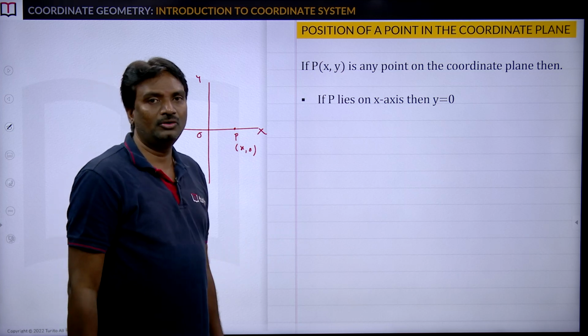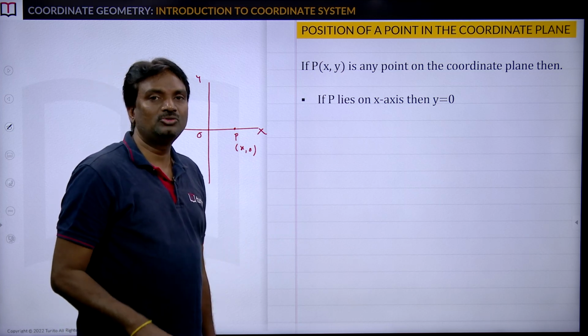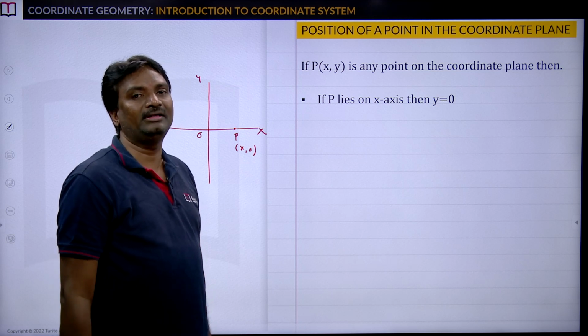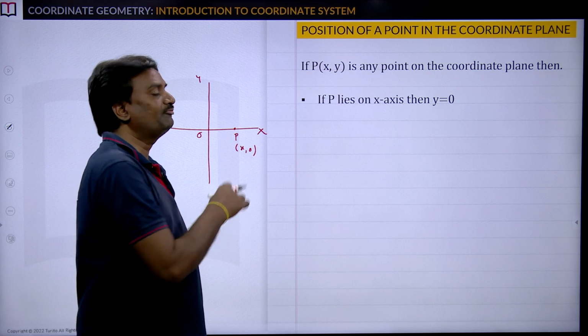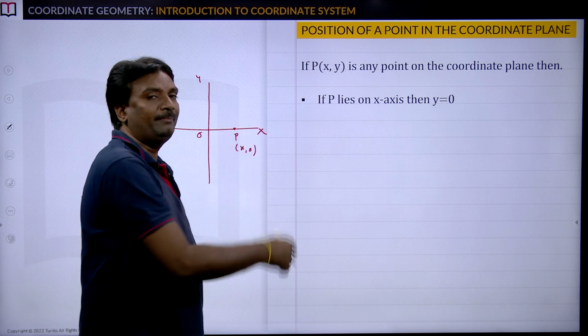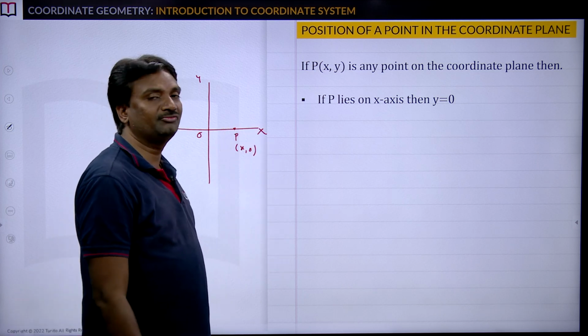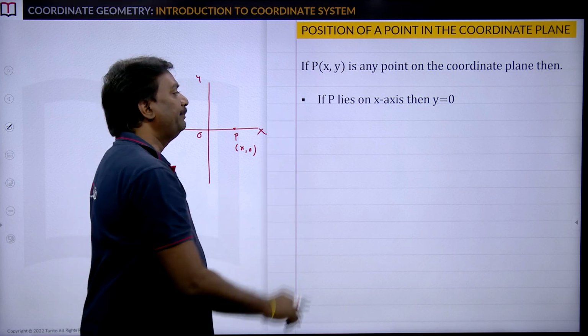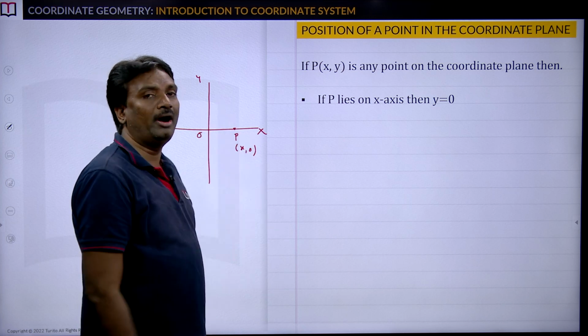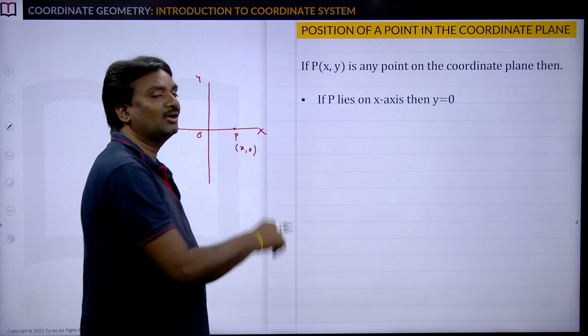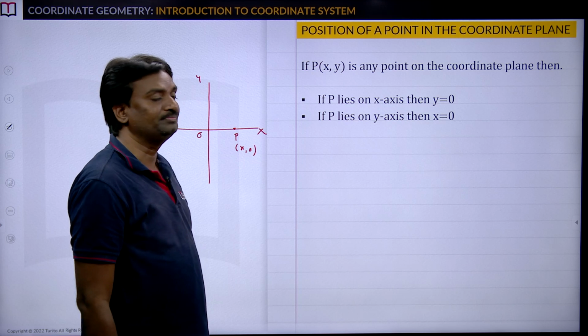I am standing here. So what is the distance from myself to myself? Simply we can say that is 0. Here also the distance from the x axis to P, where P lies on the x axis, is 0. If P lies on the x axis, then y equals 0, meaning for every point on the x axis we can take the coordinates as (x, 0).